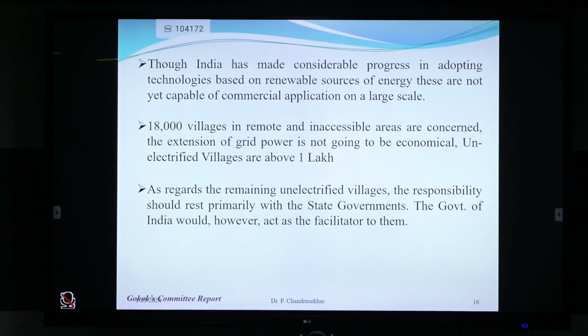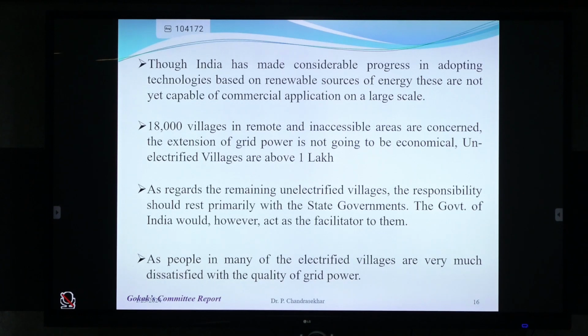Of course, as regards responsibilities, the central government states that for the remaining unelectrified villages, the responsibility should rest primarily with the state government. The government of India would, however, act as a facilitator to them.